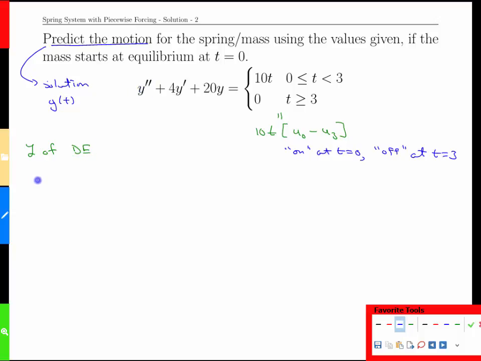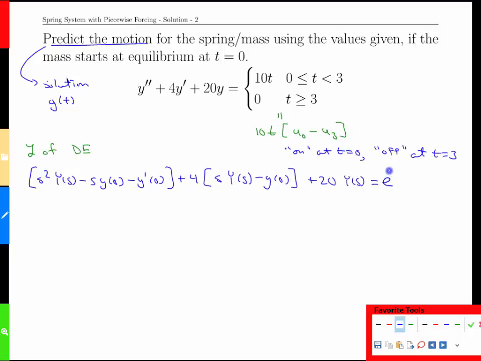We have a y double prime, and we take the Laplace of that, we get s squared y of s minus s y of 0 minus y prime of 0. Next we have plus 4 times the transform of y prime, that's s y of s minus just the initial position, and we have 20 y of s for the transform of that. Working with the step functions, we have the transform of 10t times u0. Well, that's e to the negative 0s times the transform of 10 times t plus 0, if you look at your table entries.